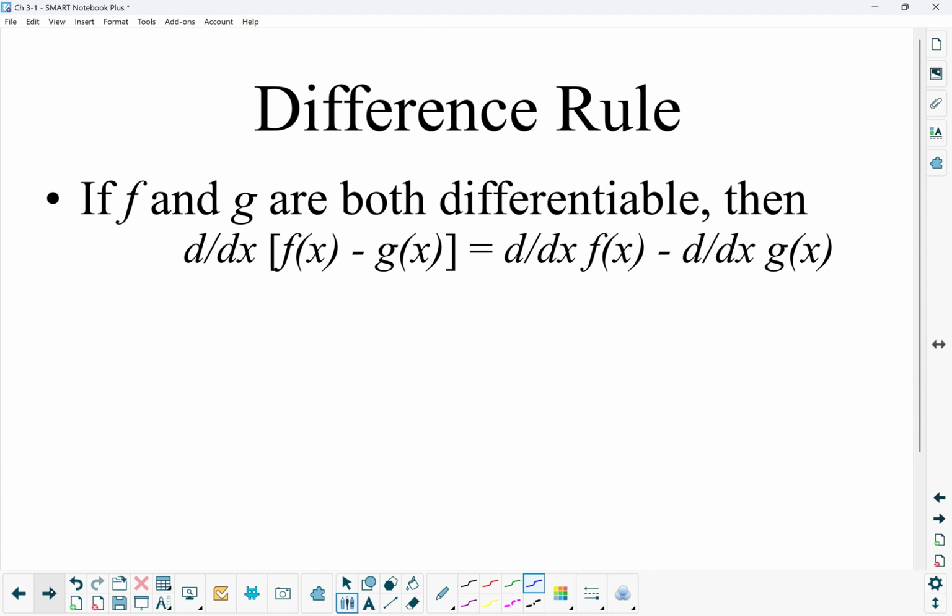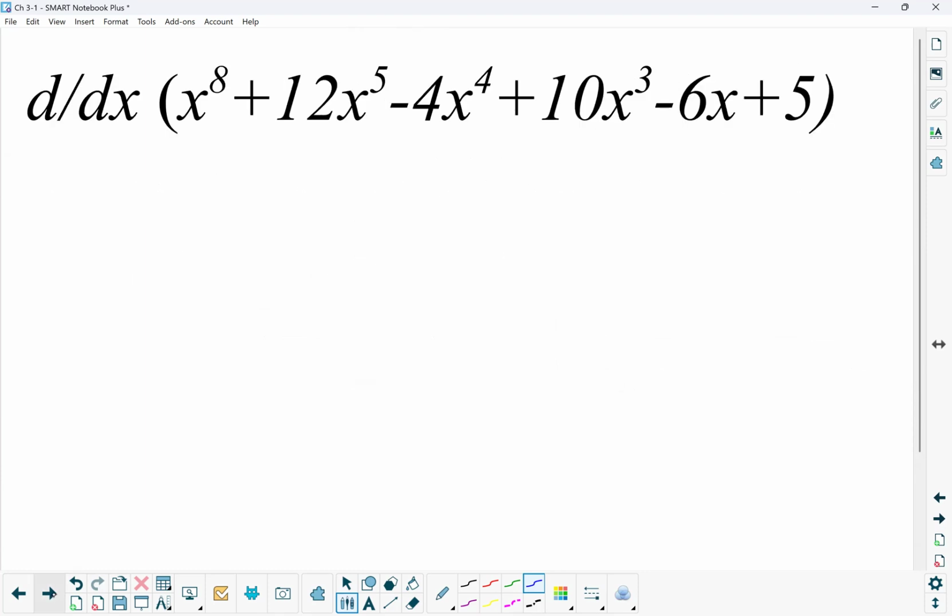Again, if f and g are both differentiable, then the derivative of the difference of the two functions is the derivative of the first minus the derivative of the second. The derivative of the difference is the difference of the two derivatives. So let's try to take this derivative. The derivative of x to the eighth plus 12x to the fifth minus 4x to the fourth plus 10x to the third minus 6x plus 5.